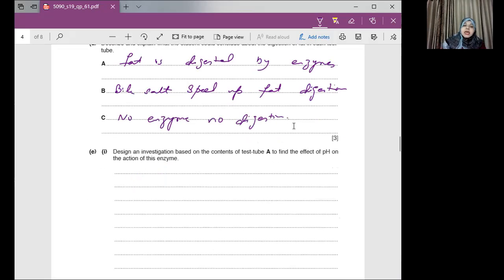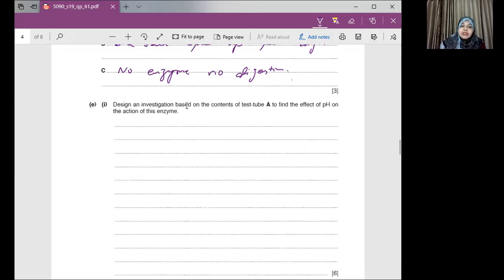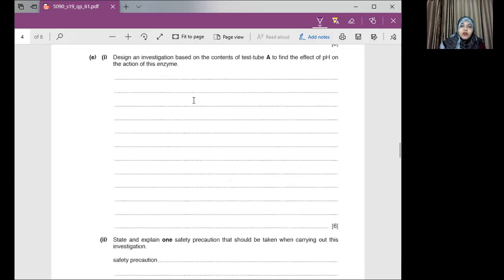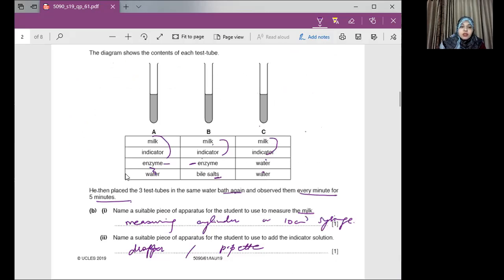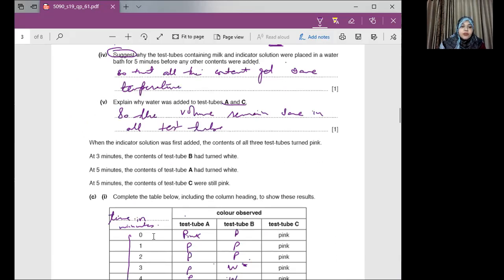Right? Suggest and design an investigation based on the content of test tube A to find out the effect of pH on the action of this enzyme. Now, look at this one. In this test tube, milk, indicator, and then they added enzyme, right? And in the end, for balance purpose, they added water. They are talking about this test tube A. This one: milk, indicator, enzyme, water, right?